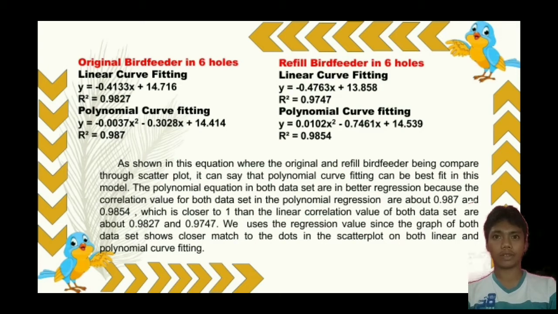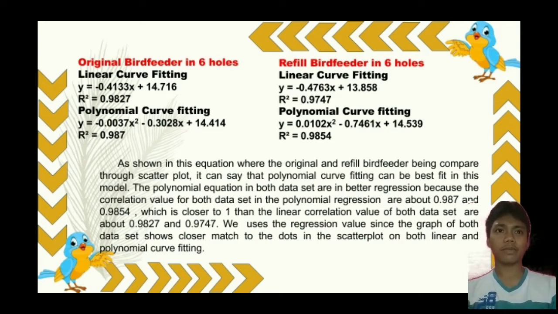In the original bird feeder with 6 holes, the linear curve fitting equation is y equals negative 0.4133x plus 14.716, whereas the regression is 0.9827. The polynomial curve fitting equation in the original bird feeder is y equals negative 0.0037x squared minus 0.3028x plus 14.414, and the regression is 0.987.